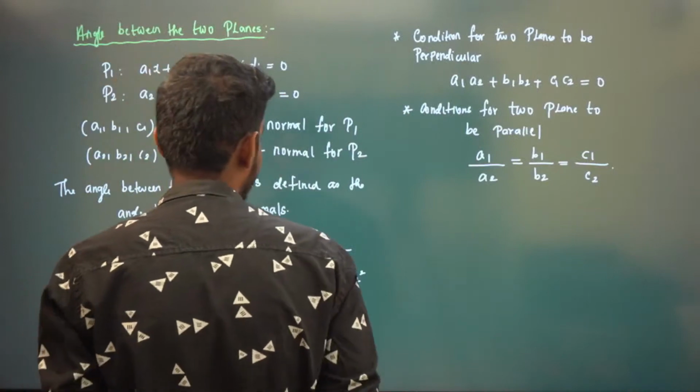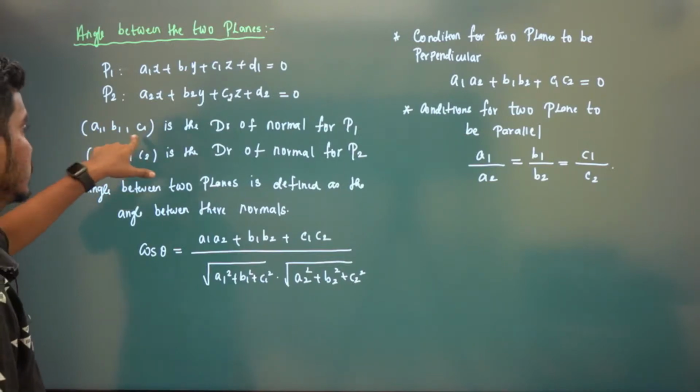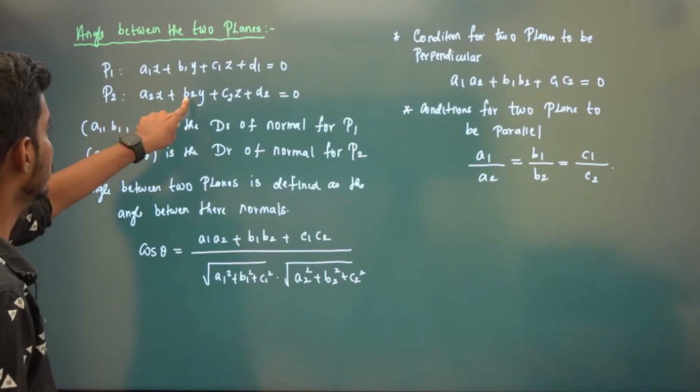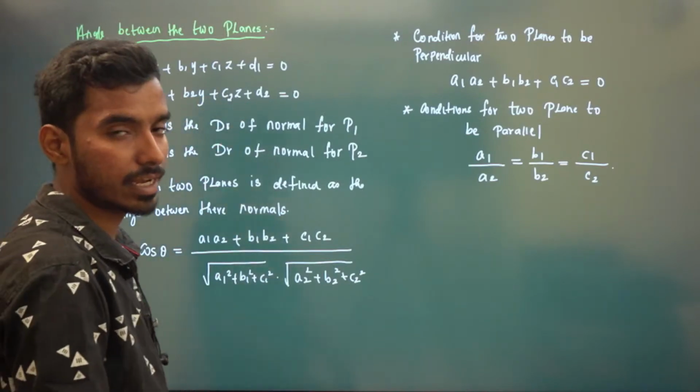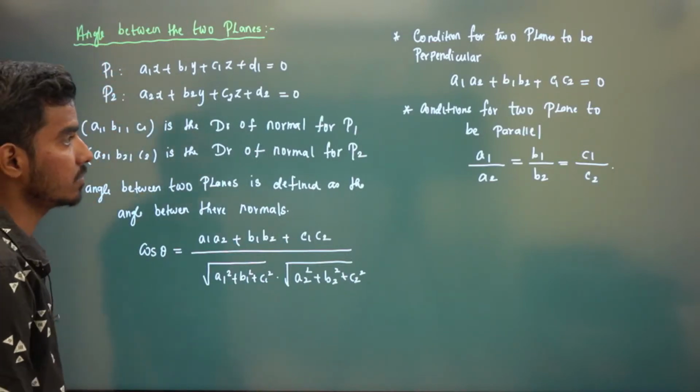It's clear, right? So the angle between the two planes is nothing but the angle between their normals. The direction ratio of the first normal is a1, b1, c1. The direction ratio of the second plane's normal is a2, b2, c2. So apply the formula, and you will get the required answer.